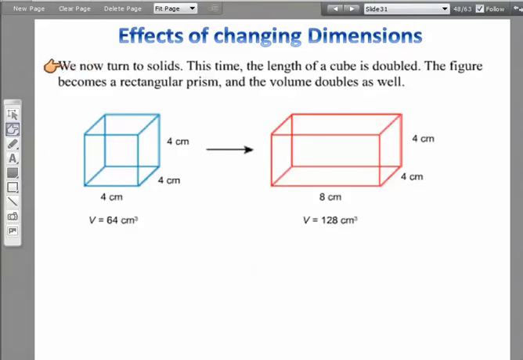So now we're going to turn to solids. This time the length of the cube is doubled. The figure becomes a rectangular prism and the volume doubles as well. So look, I've got a cube and all the edges measure 4, but the length is going to be doubled. So notice how my volume doubles.